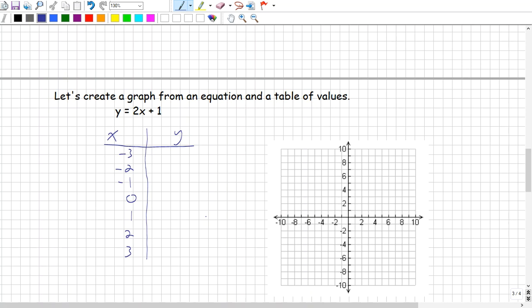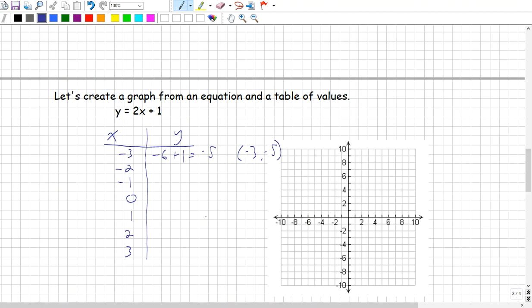Just like we did in the first lesson. So -3 times 2 is -6. If you want to write this down, you can. You have -6, and then you have +1. And -6 plus 1 is -5. So your coordinate point would be -3, -5. That would be your first coordinate. And we could plot that on our graph.